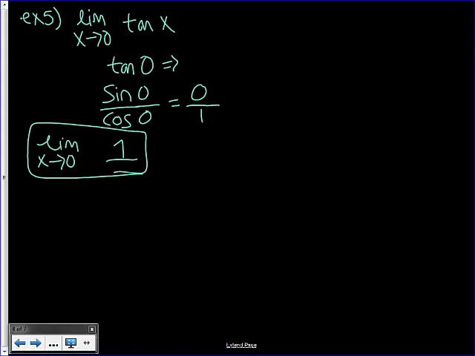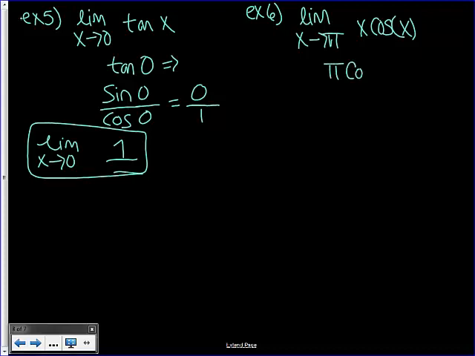Now, example 6. The limit as x approaches pi of x cosine x. So x times the cosine of x. So what I'm going to do here is I'm going to plug in pi for x. So now we're going to find pi times the cosine of pi. So what's the cosine of pi? Negative 1, right? So now I have pi times negative 1. Negative 1 times pi is negative pi. That is your answer.